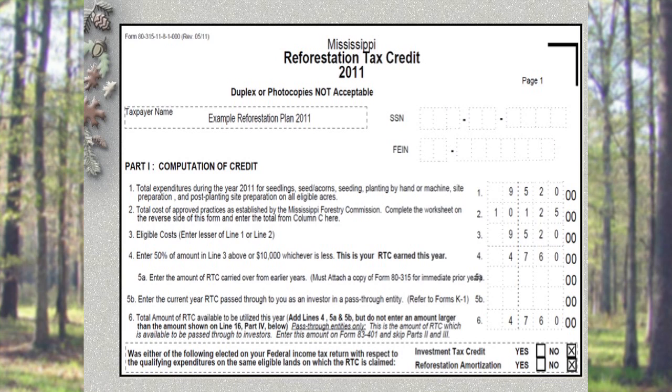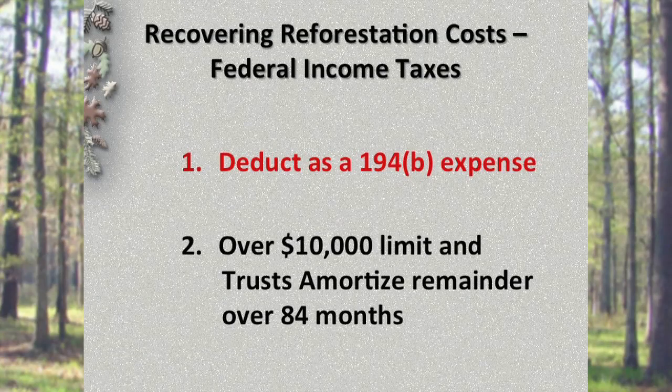Here's an example of the reforestation tax credit form. Line 1, what you spent, compared to line 2, what the Mississippi average was, and the lesser of those two is what we can take 50% of, and in this case, it was a real 50% tax credit available to us. How do we recover these expenses on the federal side? We're going to deduct them as what we call a 194B expense, and again, trusts are not eligible for that 194B.